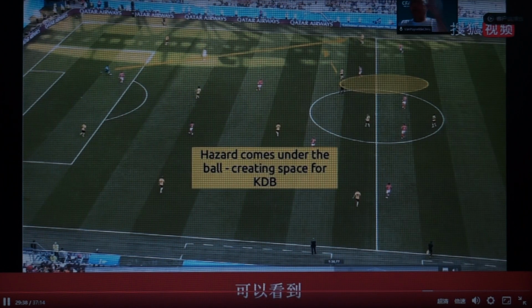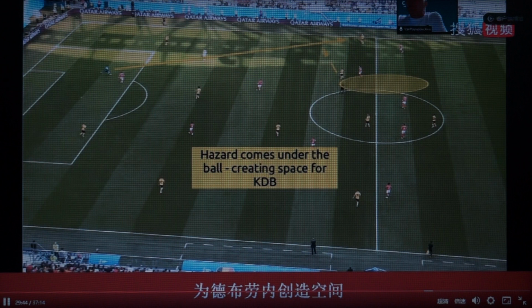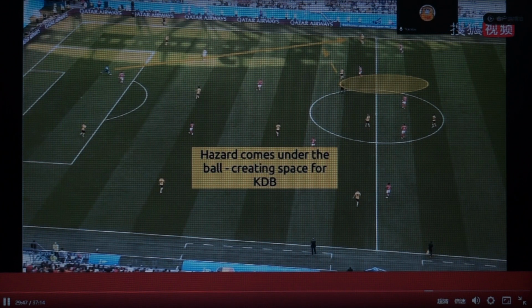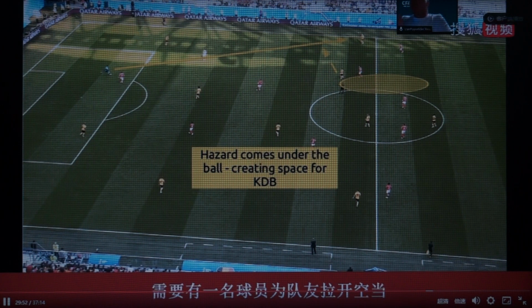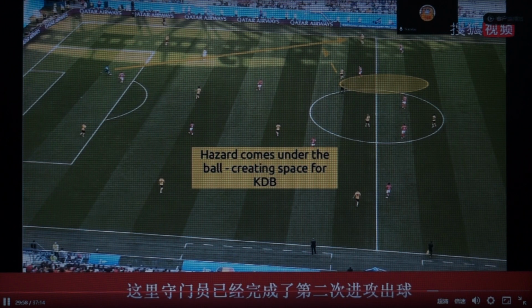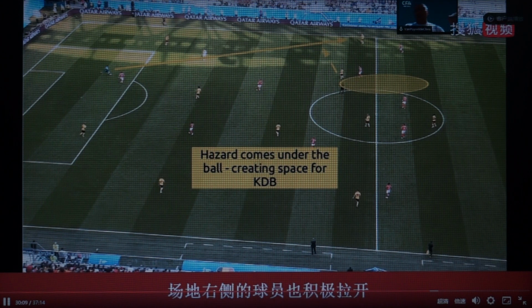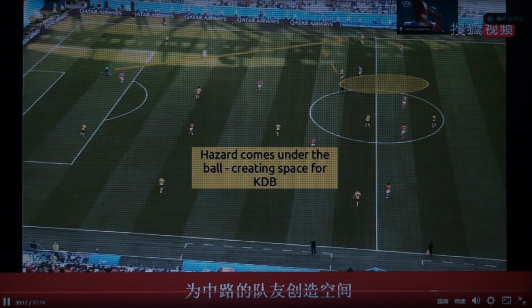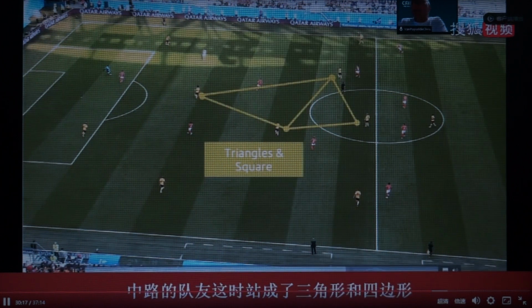You see directly that Hazard comes under to create space for Kevin De Bruyne, who is beside him. So with a long ball, you need to have somebody under the ball, and you need to have somebody who is going and who is jumping into the space. Here you see the importance of the goalkeeper. Already 2 times the goalkeeper is starting the action. Also here you see that on the right side, the players are still open to create space for the other players. You can go on, and you see the triangles and the square in the midfield.